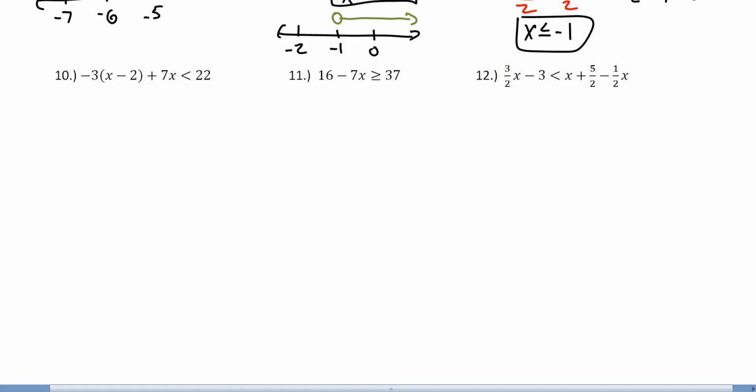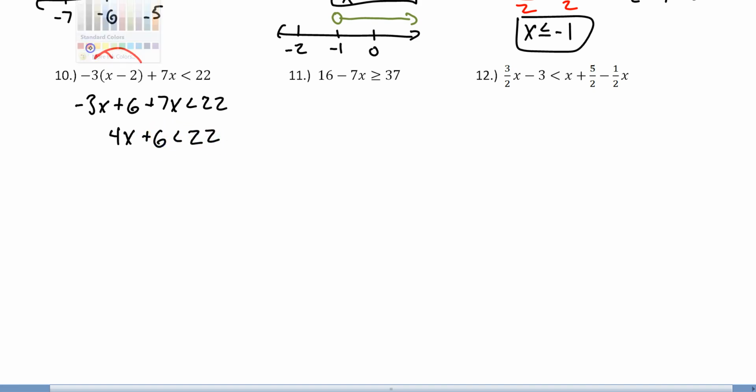When I look at the next one, again, I'm going to use my distributive property to start. So I'm going to distribute that -3. And now, oops, sorry, there's no equal to condition on this one. And now I'm just going to combine like terms, just like I would if I was solving an equation. That's a 4x. And now I'm going to solve this thing. I'm going to subtract the 6 from each side. And then divide by the 4.